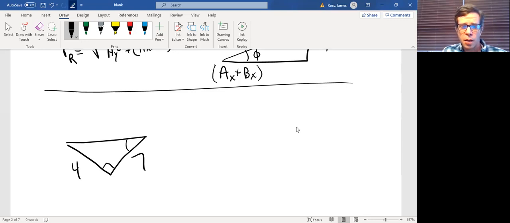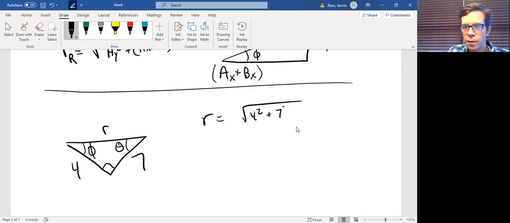So this is side, angle, side. So that is a fully described triangle, right? Because we know this is 90 degrees. So I could figure everything out about this. So I'm going to call this angle theta and this angle phi. So if I want to find out what's the hypotenuse, let's call it r. So r then would be the square root of the legs squared and then summed.